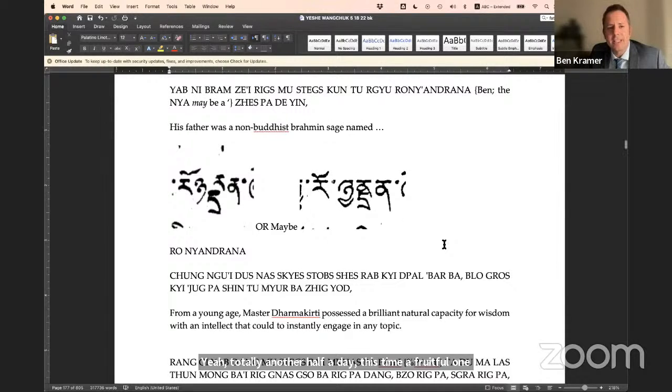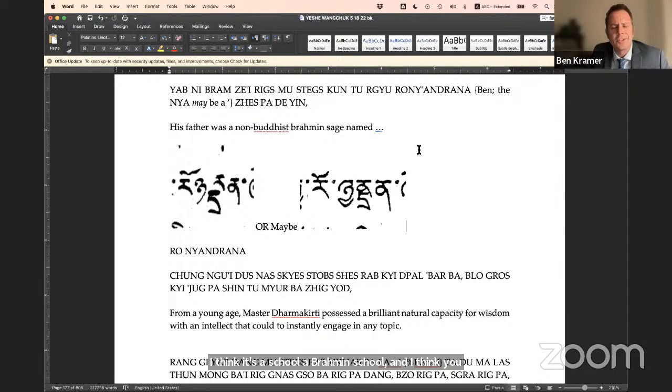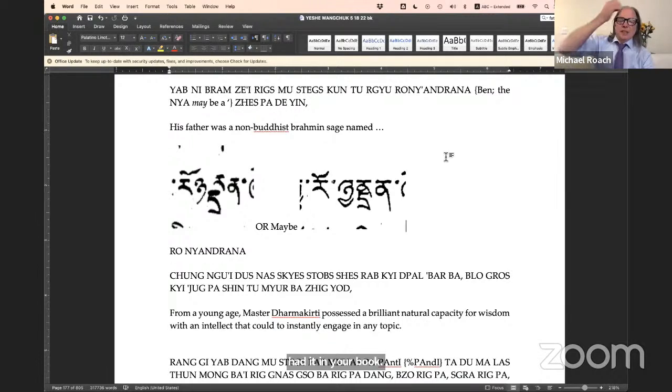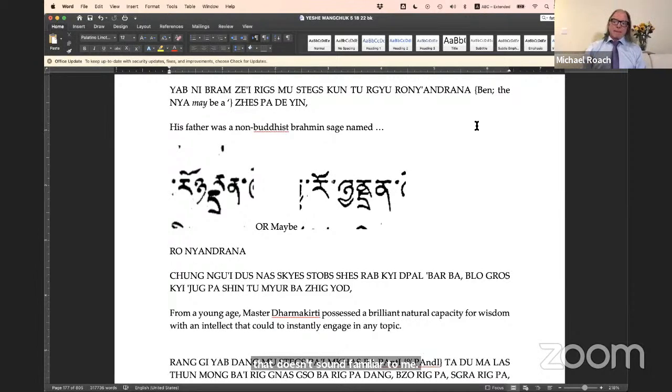I have nothing else to say except that his father was a non-Buddhist Brahmin sage by that name. Kuntu Gyu seems like a wandering sage or something. I think it's a Brahmin school, and I think you had it in your book. Gyurwas, I think, or it can mean a homeless sage who wandered across the place. But if I'm not mistaken, it was a school in your book. I'm not sure. Okay, well, I'll look for that and see if it sounds familiar to me, but that proves nothing. It could be.